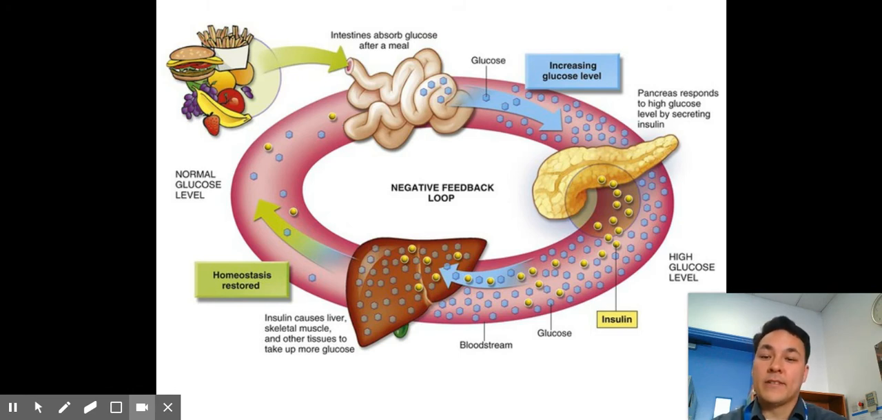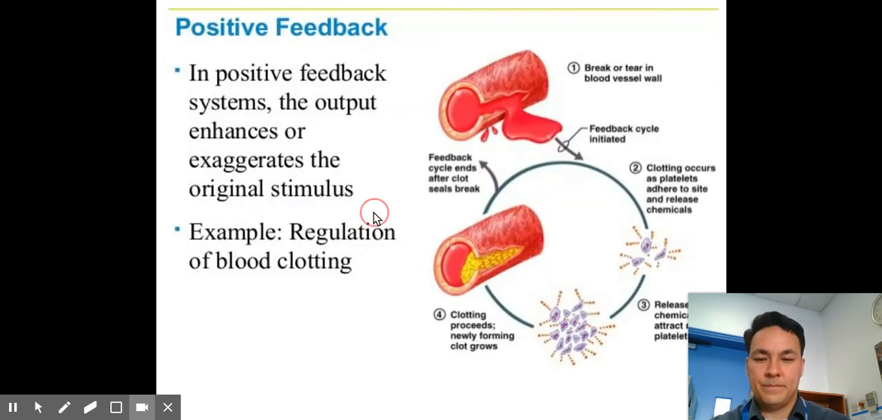It can work the other way as well, right? So if it drops, sorry, I don't have a picture of it. But if your blood glucose levels drop, your body secretes from the pancreas a hormone called glucagon. And glucagon is going to go to the liver and break down glycogen to re-release glucose into the bloodstream. At the same time, your body will be secreting hormones to say you're hungry, so that you eat more. That'd be negative feedback.